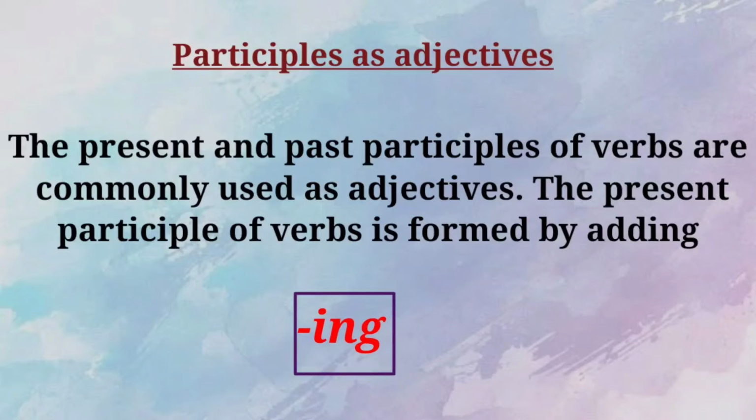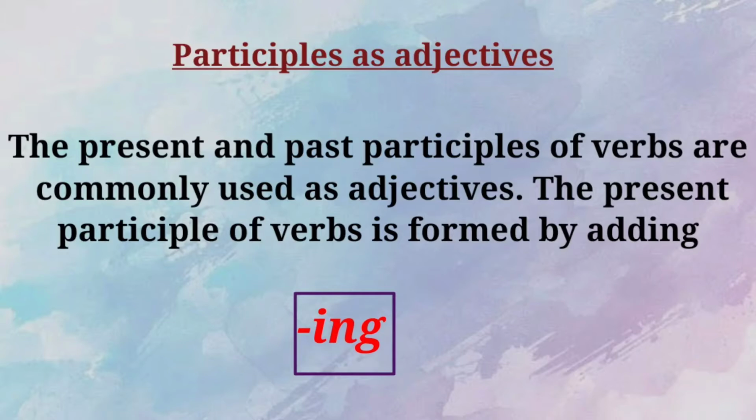And then you have learned about the types of adjectives, right? Under this, you have learned about the participle as adjective. The present and past participles of verbs are commonly used as adjectives. The present participle of verbs is formed by adding ing. Where do you have to add ing? Yes, to the base verb. What is meant by base verb? Yes, the present verb. So the present verb plus ing changes into the present participle.